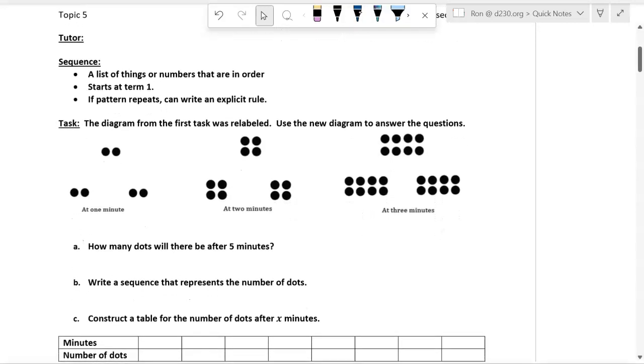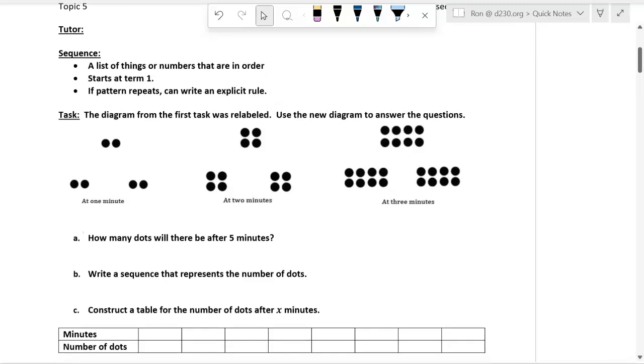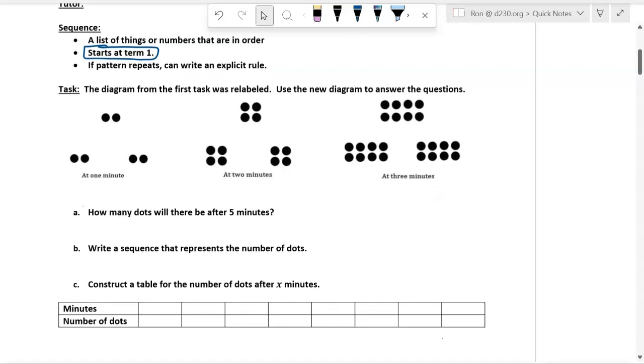Okay, so first, real quick, you have learned about what a sequence is before, and it's basically a list of things or numbers that are in a specific order, and you have to remember that you always start with the first term. These are patterns that repeat and allow us to write what we call an explicit rule. We'll talk about this a little bit, but you have already talked about these when you did arithmetic sequences earlier.